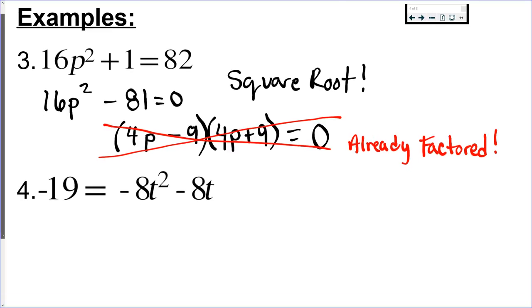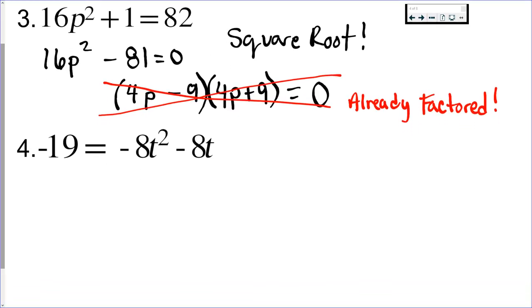So that means that this guy is probably a quadratic formula situation. So let's break down as to why that might be. So first we want it to equal 0. I don't like when this leading term personally is negative. So I'm going to add it to the other side. So we have 8t squared plus 8t minus 19 is equal to 0.